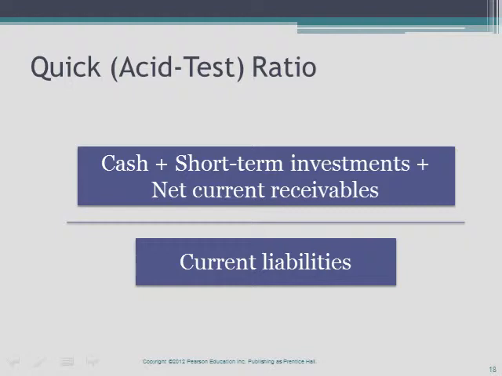The asset test or quick ratio tells us whether the entity could pass the asset test of paying all of its current liabilities if they came due immediately. The asset test ratio uses a narrower base to measure liquidity than the current ratio does.